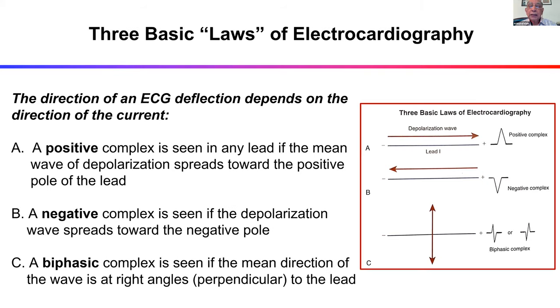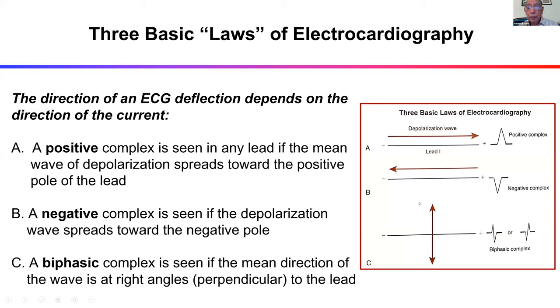To understand the electrocardiographic waveform, there are three basic laws of electrocardiography you must understand. One is that a positive complex will be recorded if the electricity, or depolarization wave, moves towards the lead. If the impulse moves away from the recording lead, the waveform will be negative.